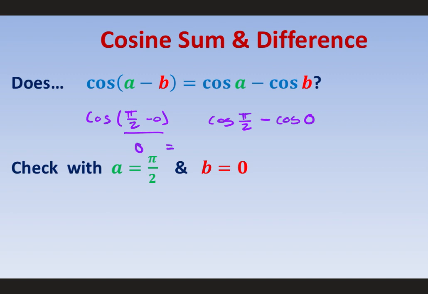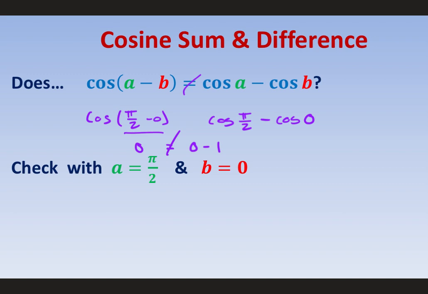0 equals, and then on the other side, we have to do them separately. Order of operations, we do the two cosines first, then we'll subtract them. So cosine of pi over 2 is 0, minus the cosine of 0 is 1. So what we have here is a statement that says 0 equals 0 minus 1, which is not true. 0 does not equal 0 minus 1. So that is not a true statement, which means that this initial statement is incorrect. Essentially, we just disproved that this identity is true by testing something in it.